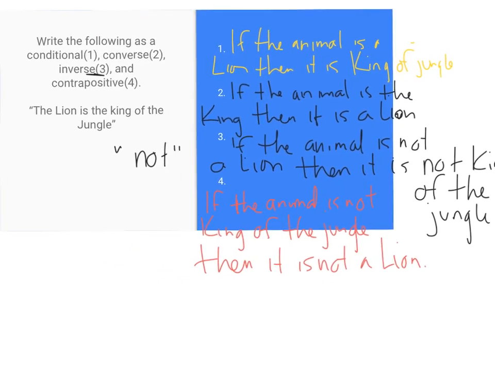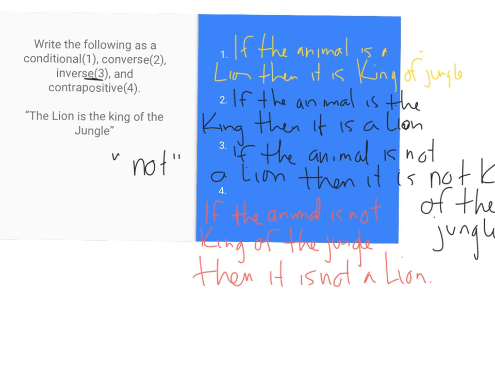So let's just walk right through it one more time. If the animal is a lion, then it is king of the jungle. So that's my conditional. If the animal is the king of the jungle, then it is the lion. That's the converse. Inverse uses not. If the animal is not a lion, then it is not king of the jungle. And lastly, if the animal is not king of the jungle, then it is not a lion. So there's four different ways to write these statements.